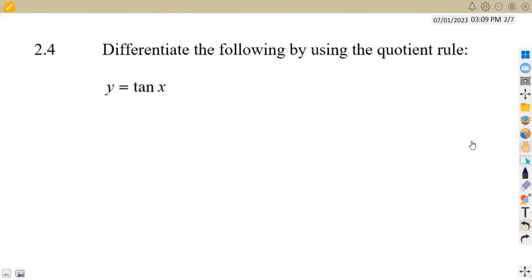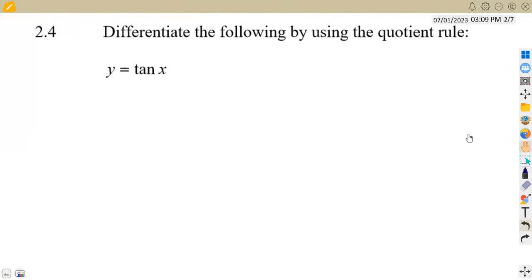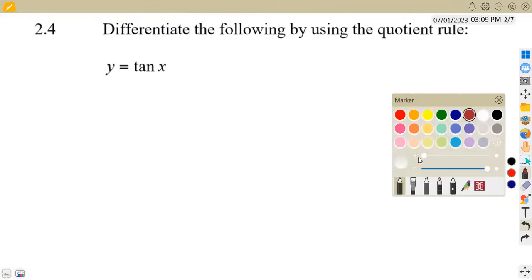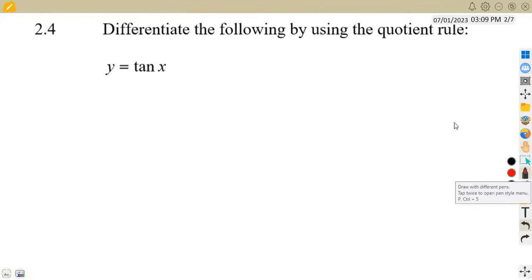All right, so let us check the first part of our question here. Differentiate the following by using the quotient rule. Always you're told the method to apply. So in this case, you're told to apply the quotient rule to differentiate y is equal to tan x. We know this from our formula sheet. Actually, we know the answer because we are given that the derivative of tan x gives us sec squared x.